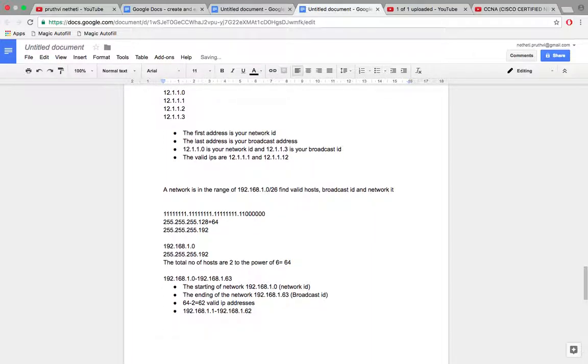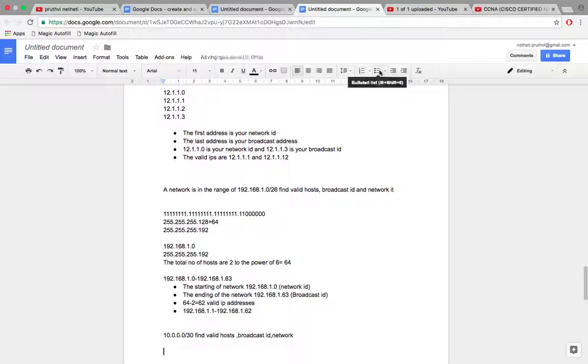So I'll give you another example. 10.0.0.0 slash 10. Why that big? Let's take slash 30. 10.0.0.0 slash 30. You're asked the same question: there is a network in the range of 10.0.0.0 slash 30. Find the valid hosts, broadcast ID, and network range. So you're asked this question.